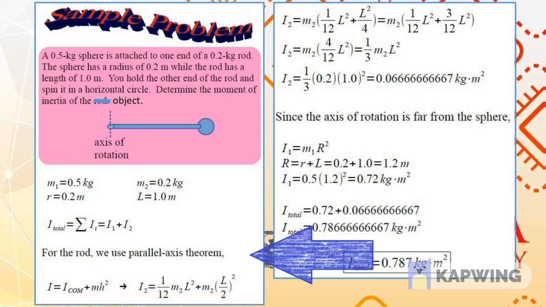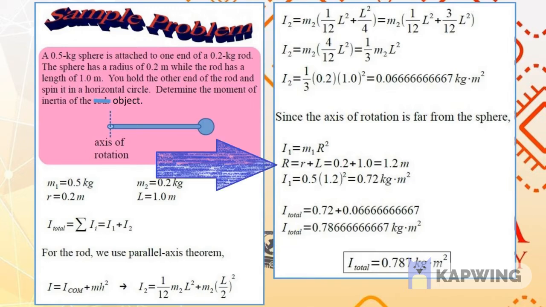1/12 mL squared, you can use the parallel axis theorem to determine the moment of inertia of the rod. Using the parallel axis theorem, you'll be able to derive that I2 is 1/3 M2 L squared, and therefore you are able to calculate I2. Next, we look at the moment of inertia of the sphere.